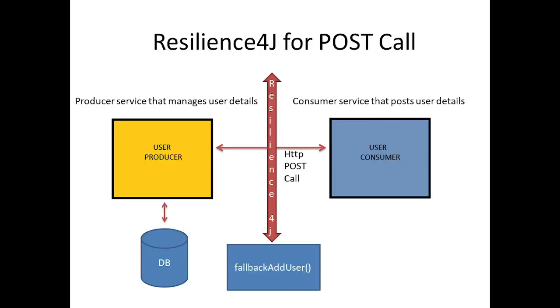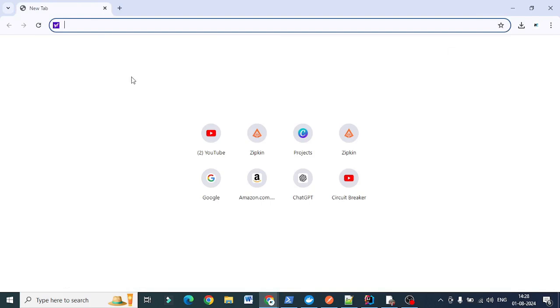Now let's create a user producer service and user consumer service where I will be sending create user data to user producer, and in user producer I'll be saving those data in database. I will be integrating with Resilience 4J for post call, and if it gets fail, I will be calling fallback add user method. So let's go to Spring Initializr, create user producer and user consumer, and then upload in IntelliJ IDE. Let's create user consumer and user producer.